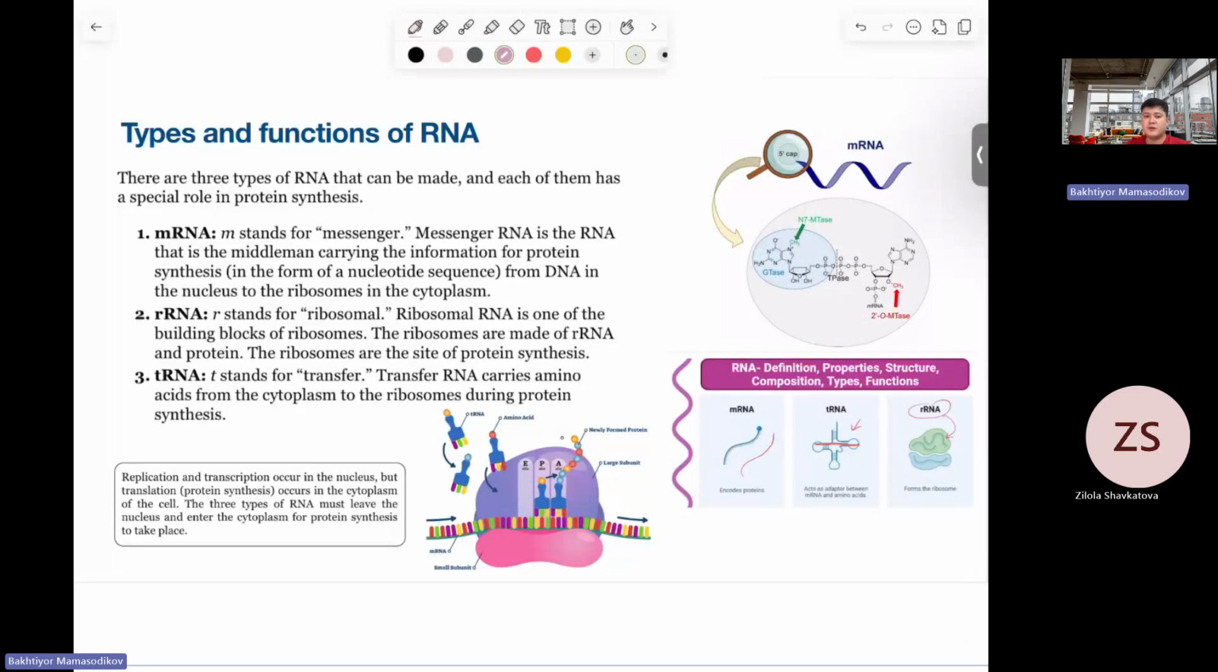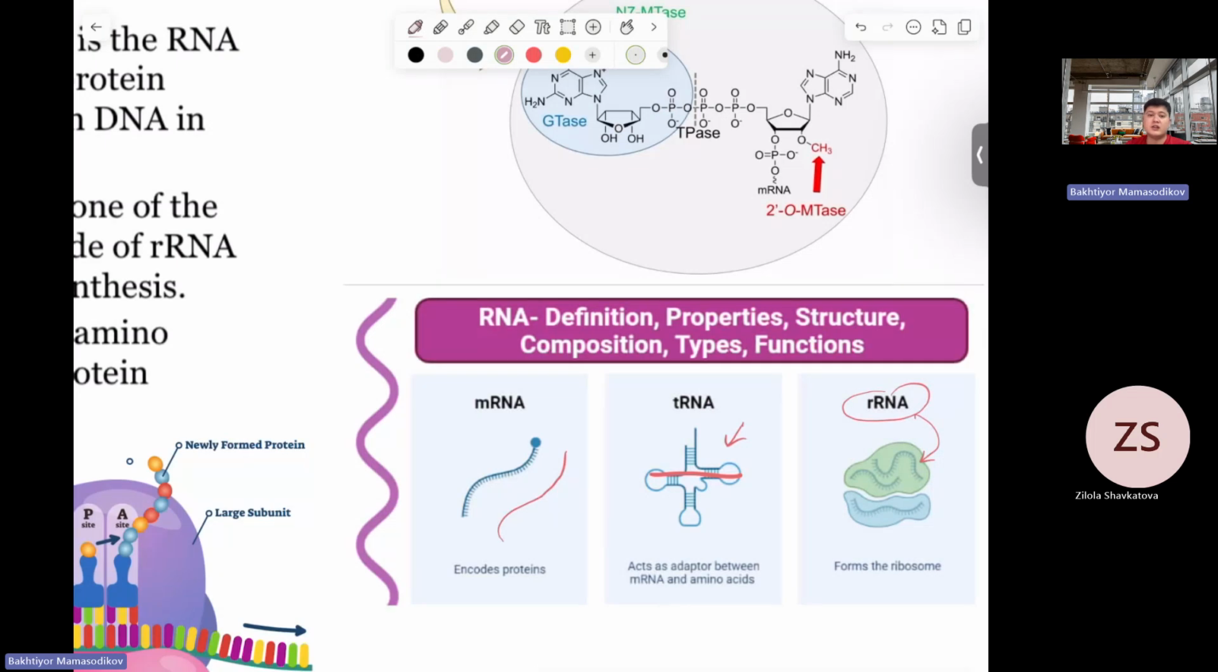So we have 3 types of RNA, you know it, right? First of all is messenger RNA. Messenger RNA carries the instructions from the DNA to the ribosomes, right? And it also contains a 5' cap and a 3' poly tail to protect it during its journey.